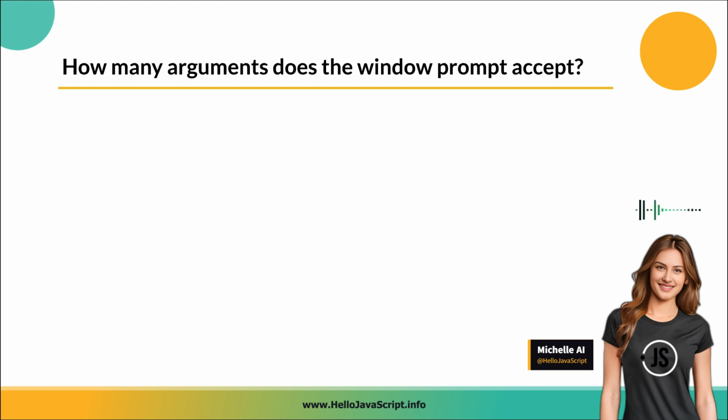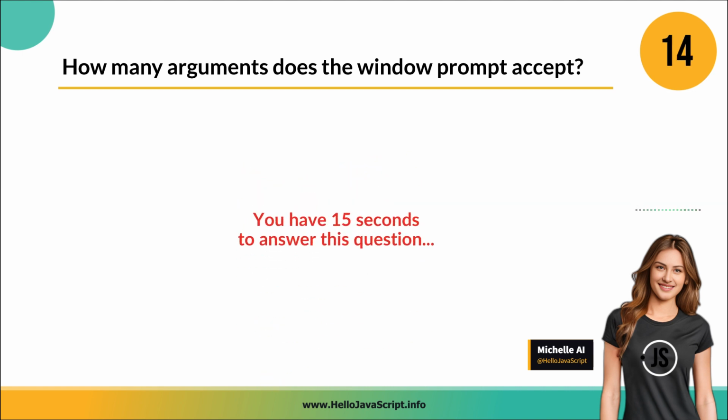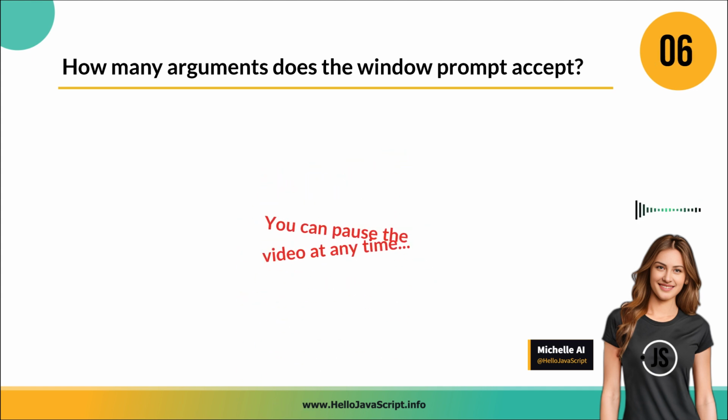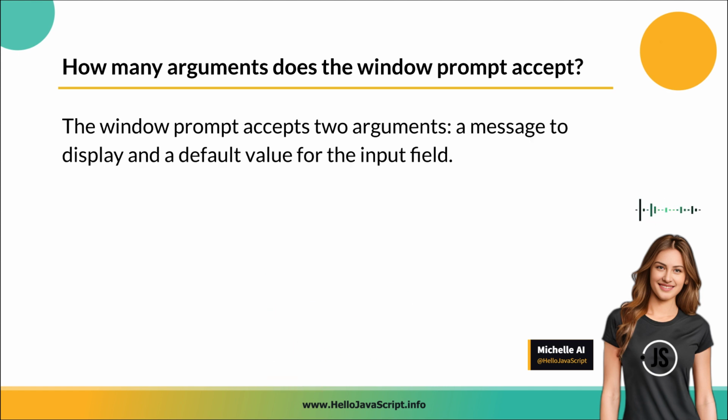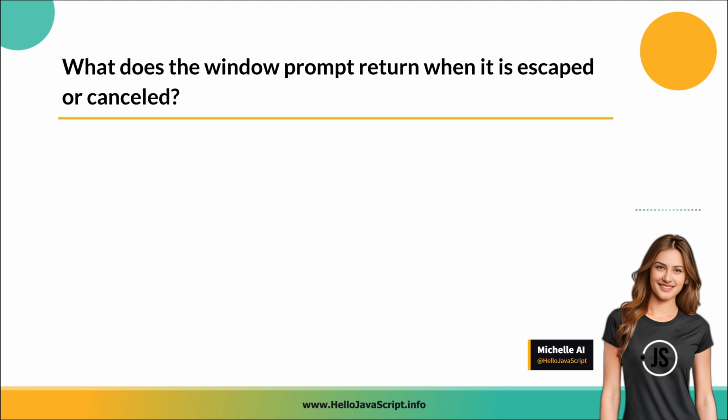This is the next question. How many arguments does the window prompt accept? The correct answer is: the window prompt accepts two arguments, a message to display and a default value for the input field. Let's look at the next question. What does the window prompt return when it is escaped or cancelled?